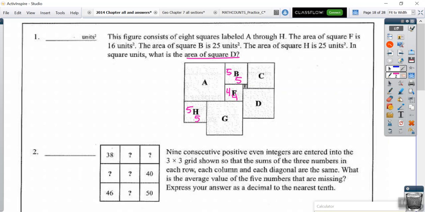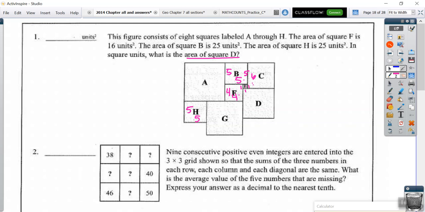So we know that B is 5 and F is 4 for the side length. So we know that A or E has 1 on each side length. And then we can take the area of A and C, or A and E to find C, which we add the 5 and the 1.